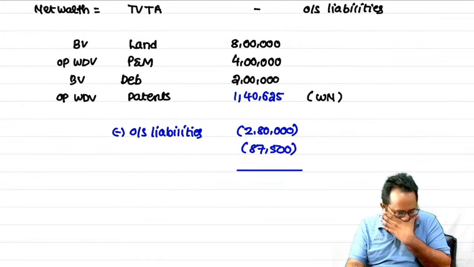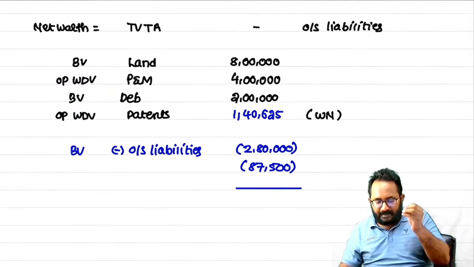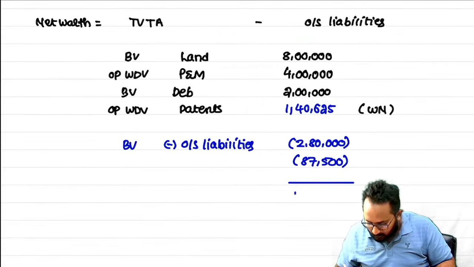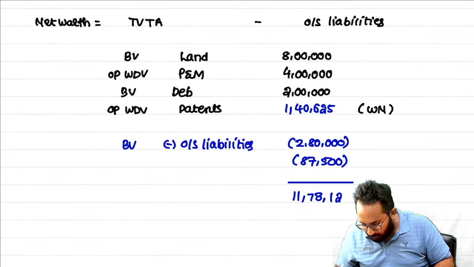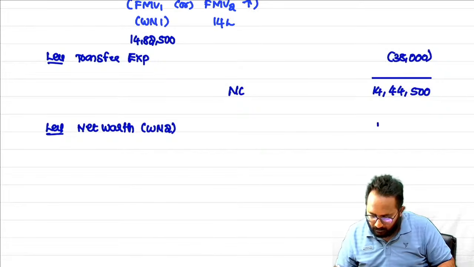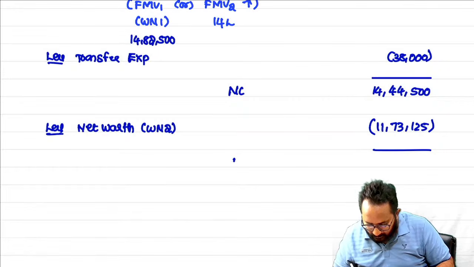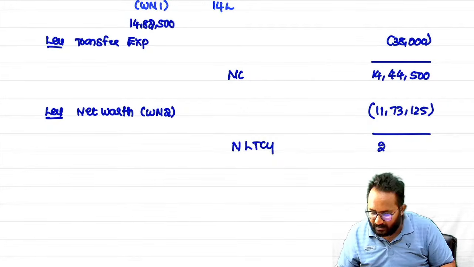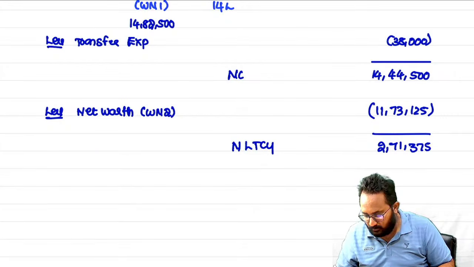Now remove the liabilities. Total value of total assets is taken at what value, and outside liabilities at book value. Remove them and you will get the net worth: 11,73,125. Finally, you will get the net long-term capital gain, which is 2,71,375.